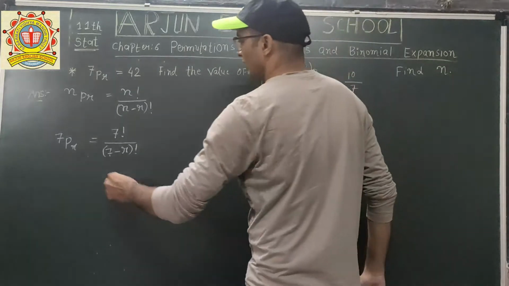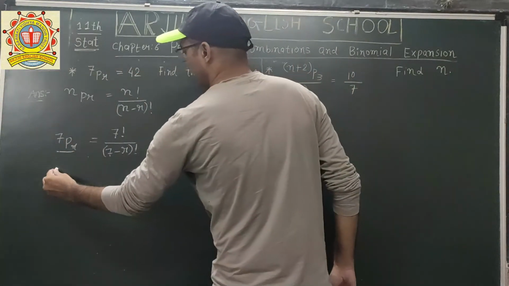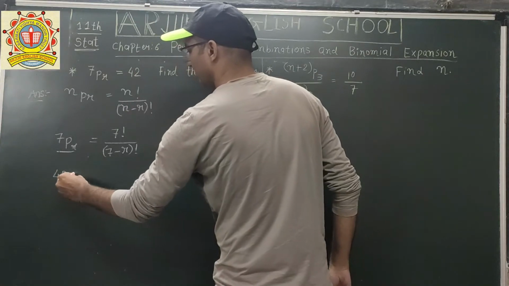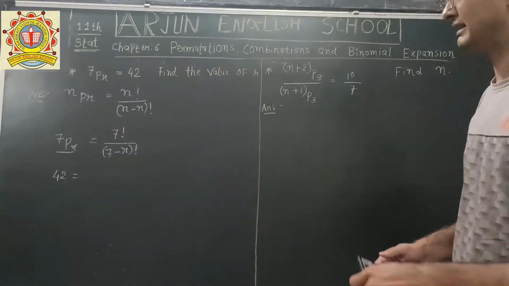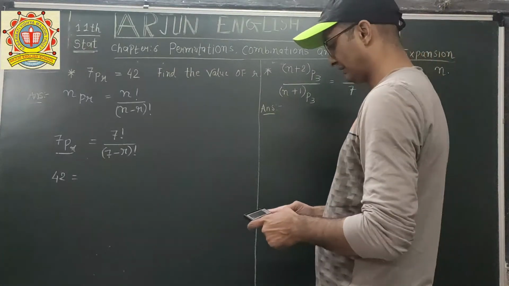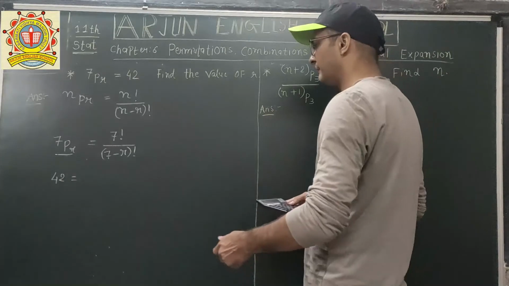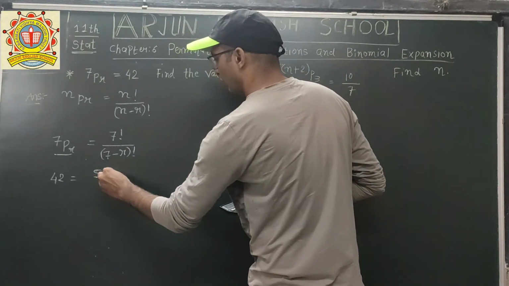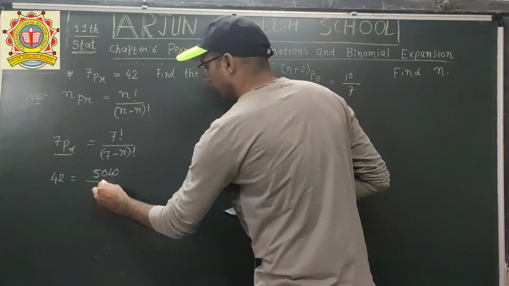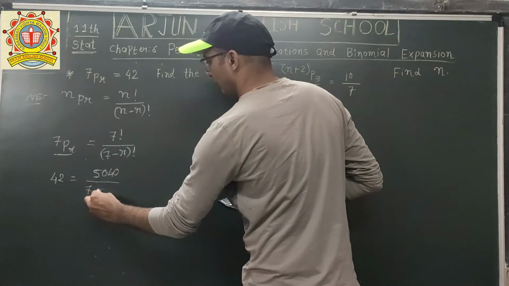Now, the value of 7PR is 42. The value of 7 factorial, in the calculator, is 7 into 6 into 5 into 4 into 3 into 2 into 1. It comes to 5040, divided by (7 minus r) factorial.